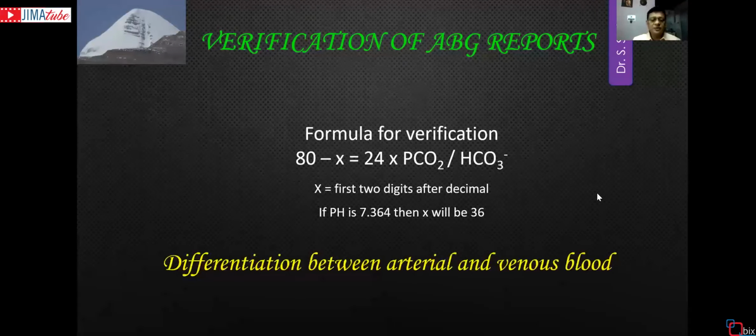After that, we have to differentiate between arterial and venous blood, and that can easily be done by comparing the SaO2 found in ABG reports with the SpO2, which we can measure by pulse oximetry.